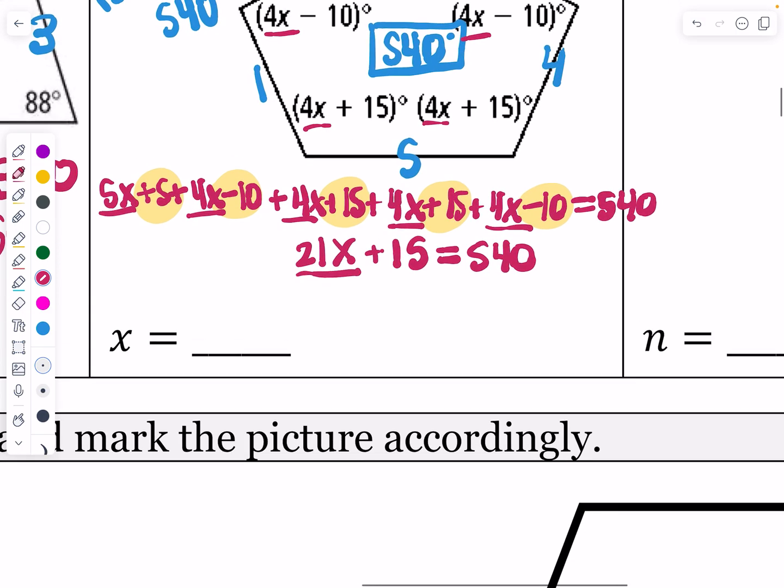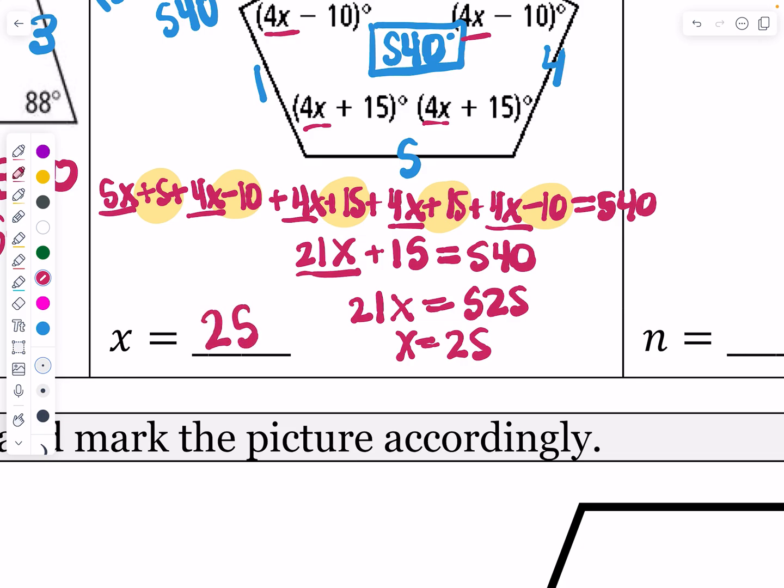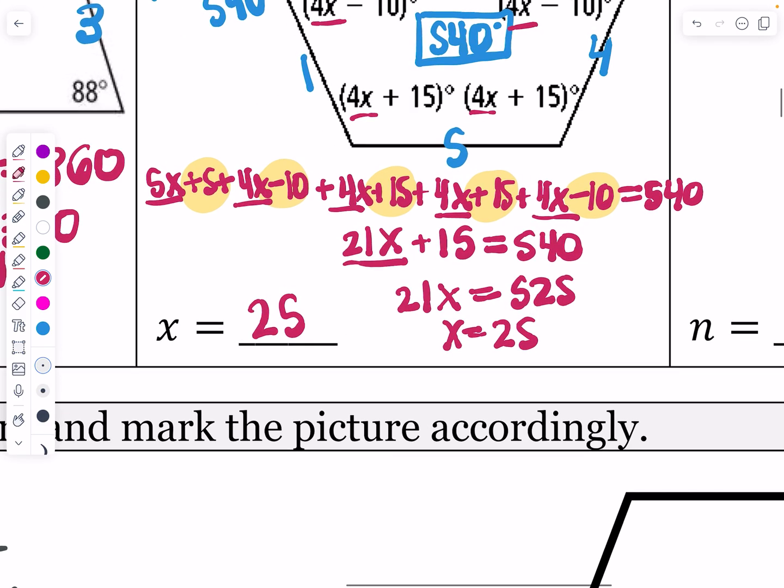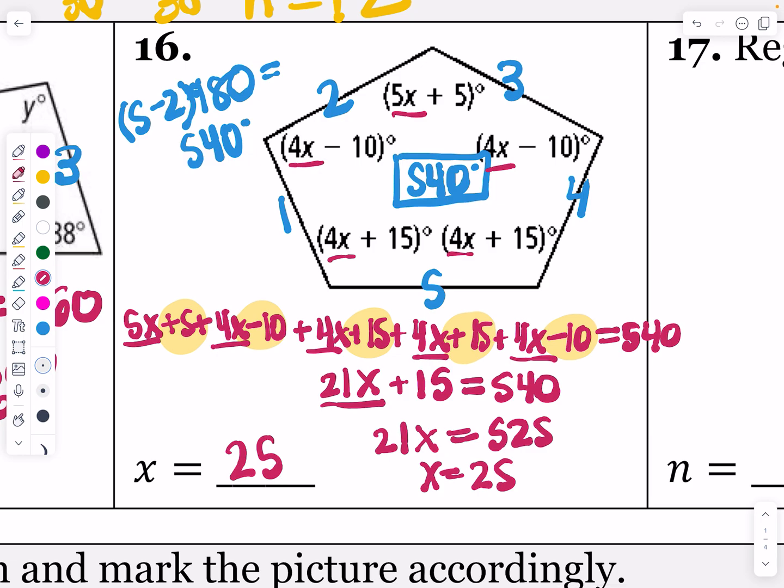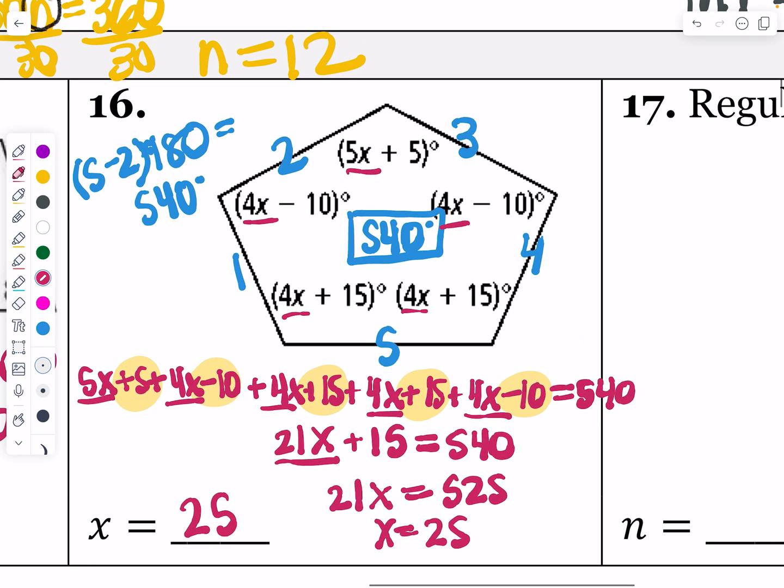So I'm going to subtract 15 from both sides. I get 21x is equal to 525 when I subtract that. And I divide by 21 on both sides, and I get that x is 25. So if it actually asks you to go back and find the angles, we would just plug that in for each of those angle expressions, and it would give me the angle.